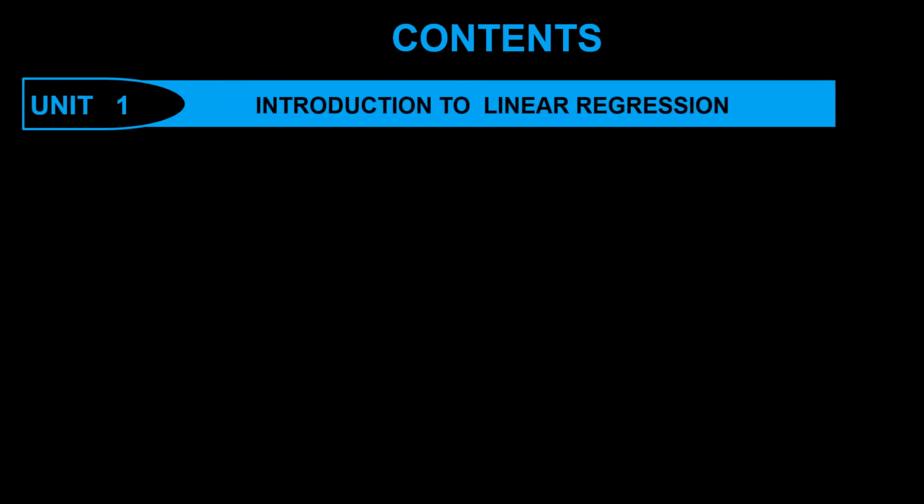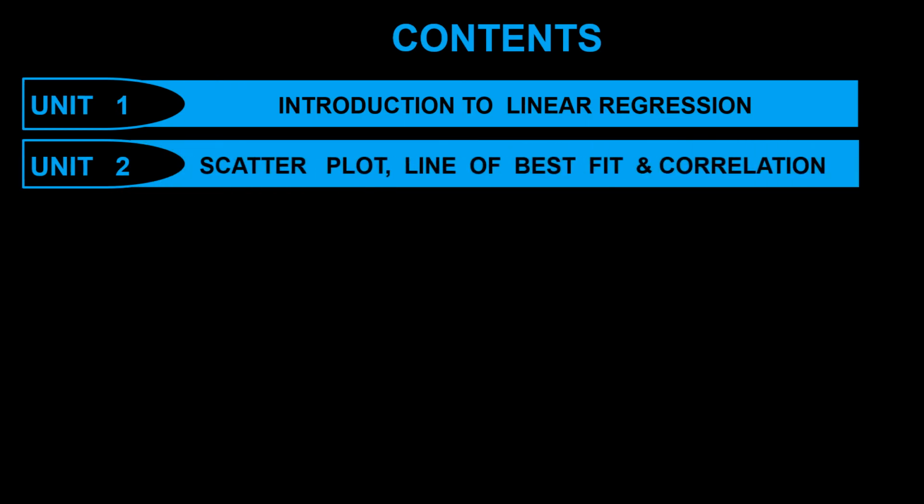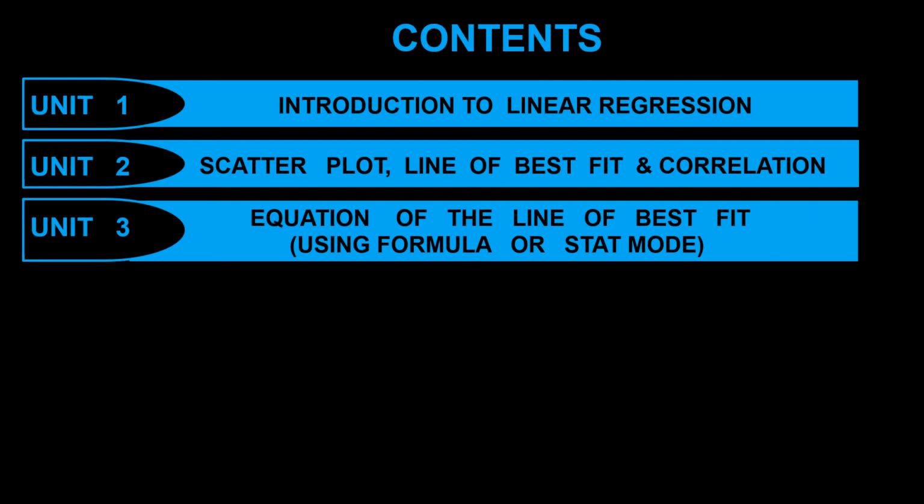In this video, we're going to first of all look at the introduction to the concepts of correlation and regression, and then we're going to look at the application using scatter plot, and then looking at the line of best fit and looking at more details on correlation. Thereafter, we're going to show you how you can calculate the equation of the line of best fit, and there are two ways: using a formula that's provided or using the stat mode on your calculator.